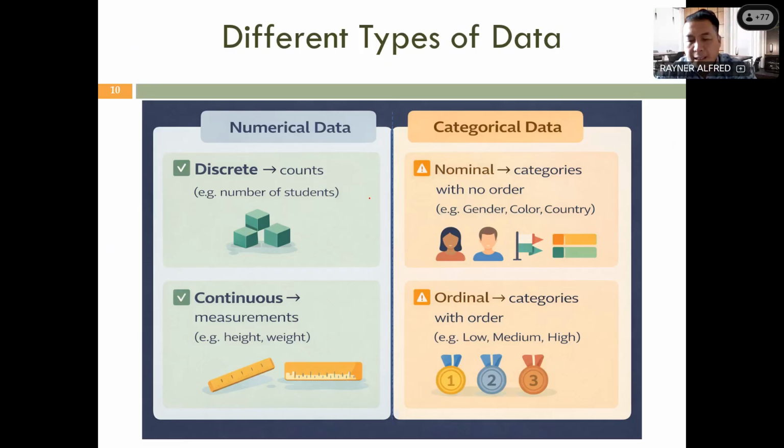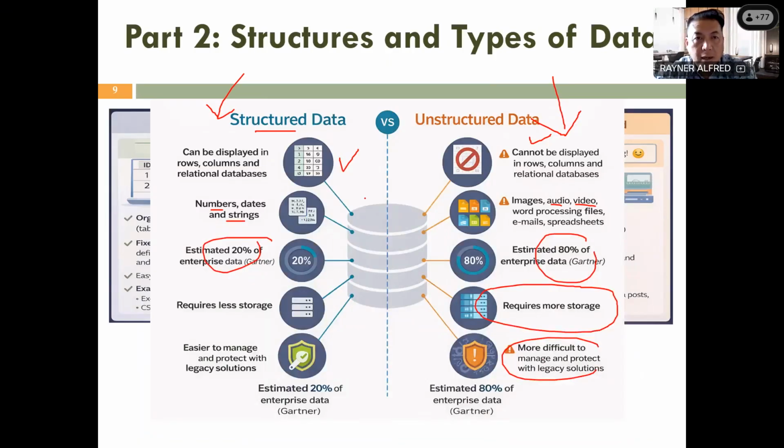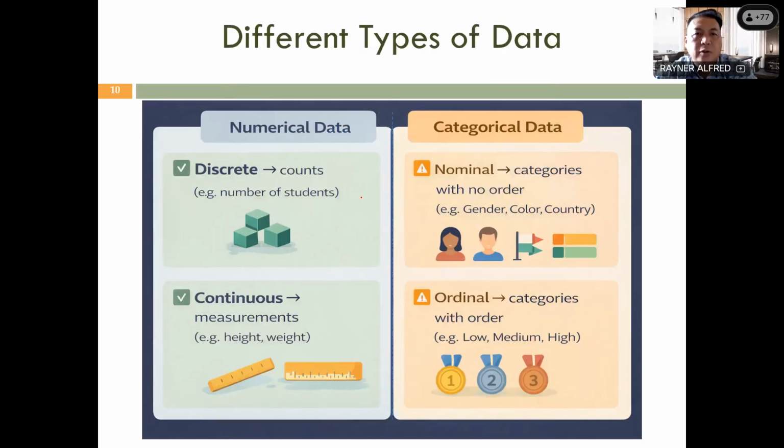Okay, that is the structured and unstructured data. So now we look into the different types of data that we have. For numerical data, we can have discrete and continuous measurements. So discrete means whole numbers. This one is decimal point.